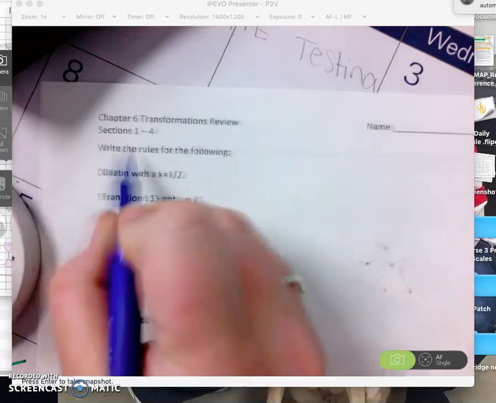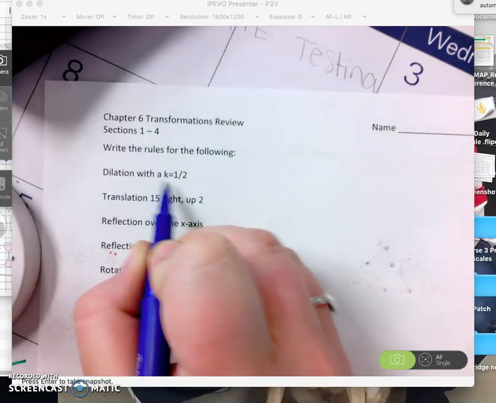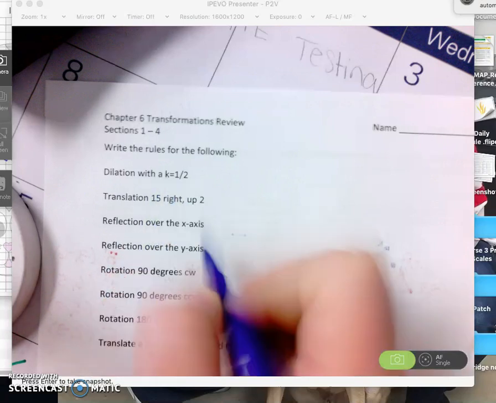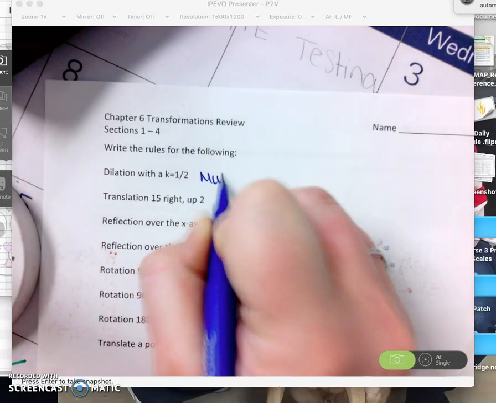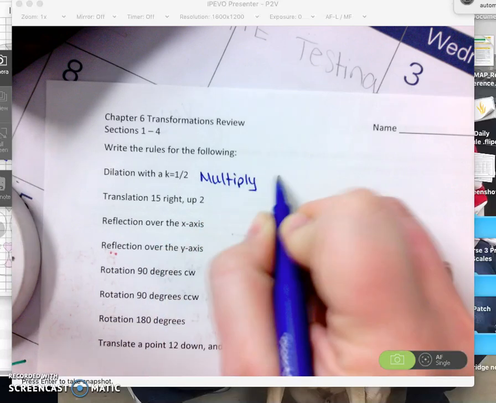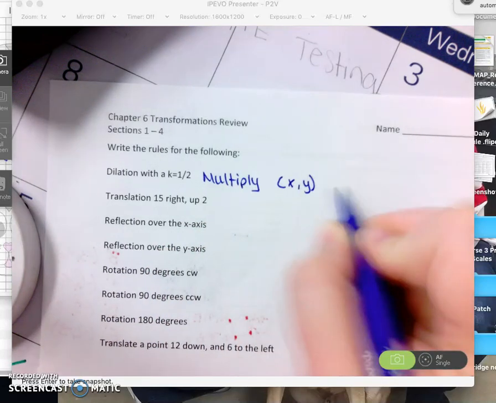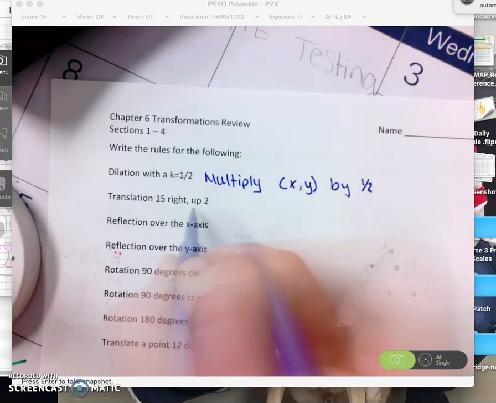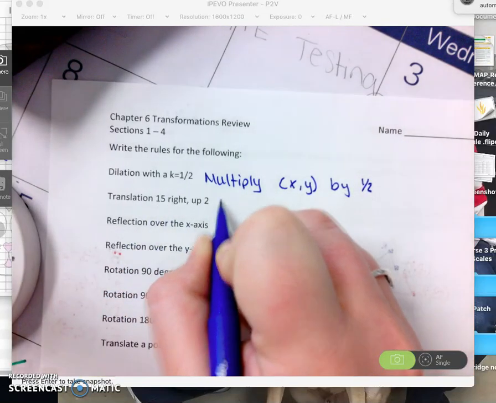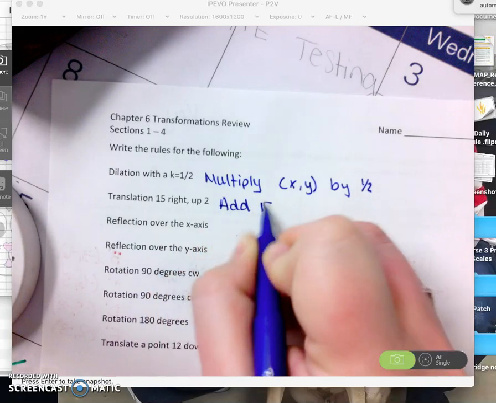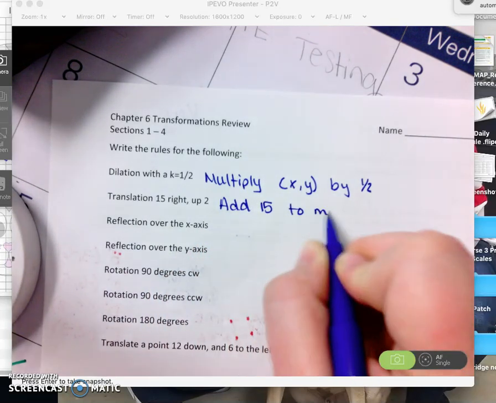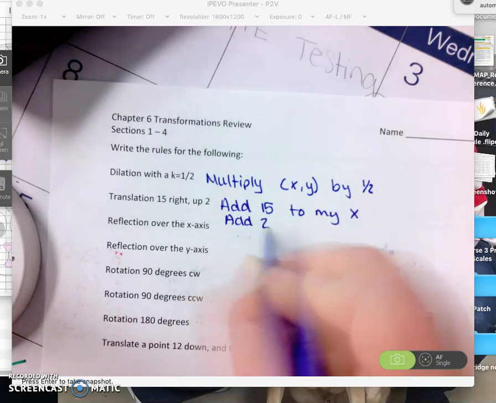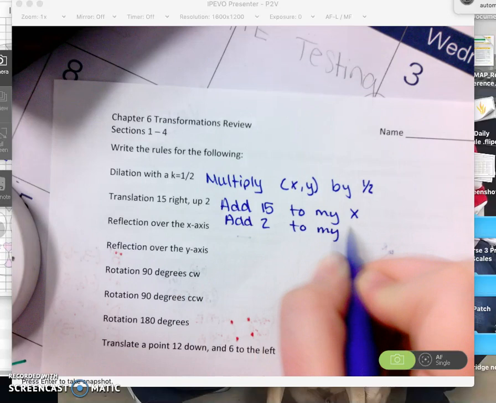All right, write the rule for the following: dilation with k equal to 1/2. You're going to multiply the x and the y by 1/2. Translation: 15 to the right and up 2. 15 to the right, so I add 15 to my x and add 2 to my y.